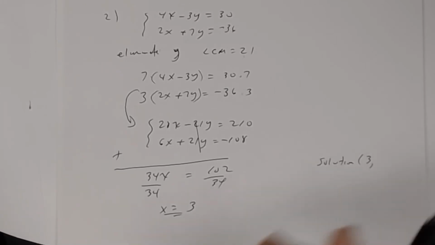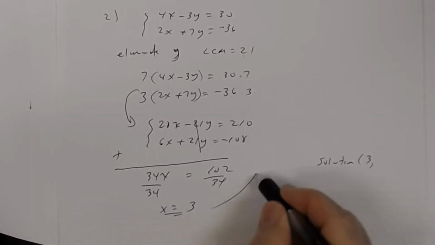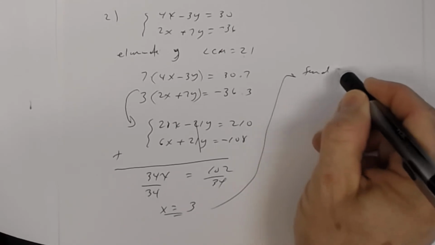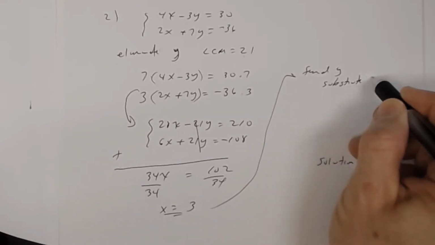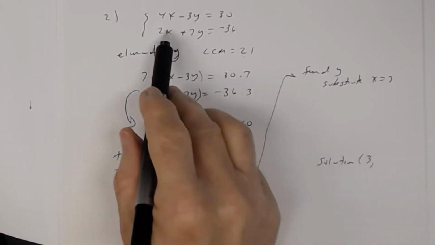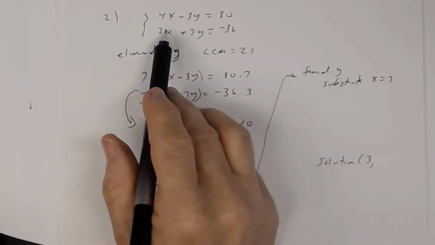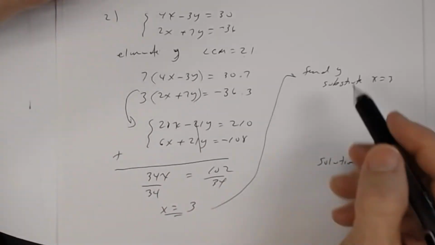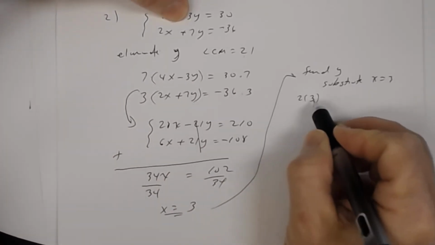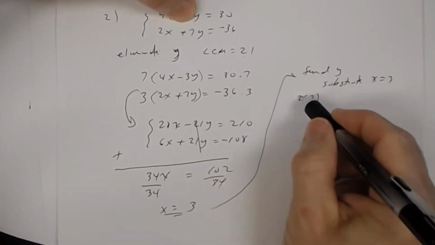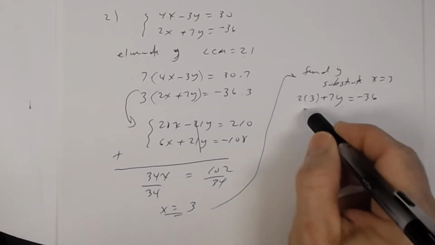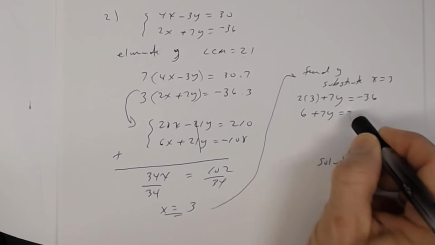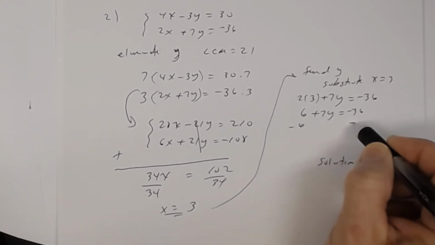To find the y coordinate, now we've got to find y. So to find y, we're going to substitute x equal 3 into one of those equations. Does not matter. So I'm going to go to the second one. So I get 2 times 3, because x is 3, plus 7 times y equal negative 36. 2 times 3 is 6, plus 7y equal negative 36. Subtract 6 from both sides.